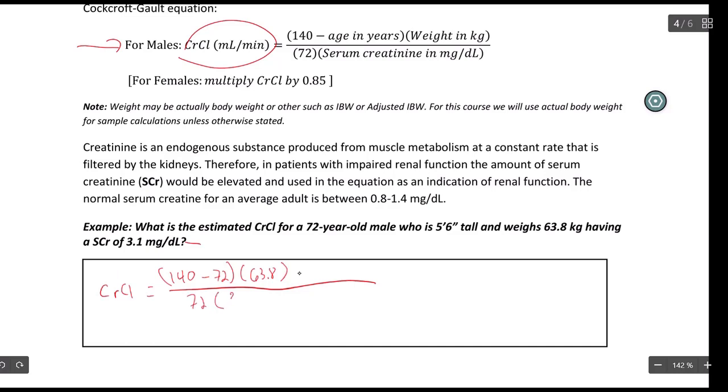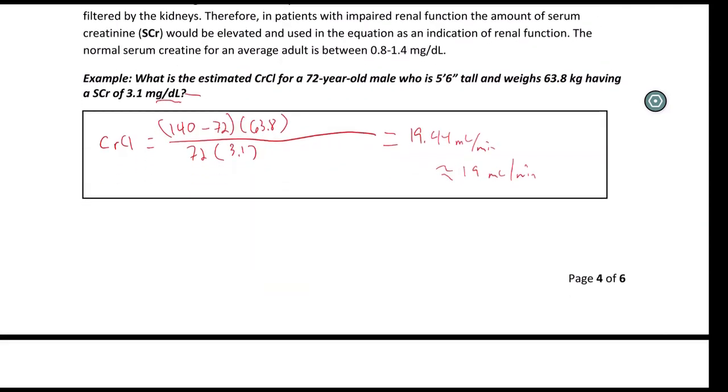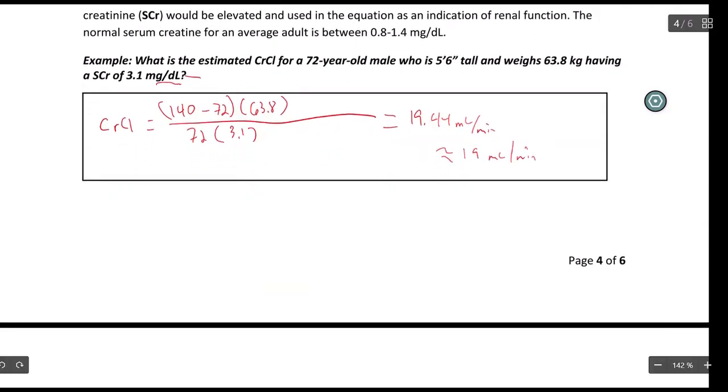When I take those and plug them into the formula, we're going to get about 19.44. 19.44, this is mLs per minute. So you can say the person has about 19 mLs per minute as their creatinine clearance. So once you got the value of a serum creatinine from the lab and you calculated their creatinine clearance, then this would be an example of how you utilize that.